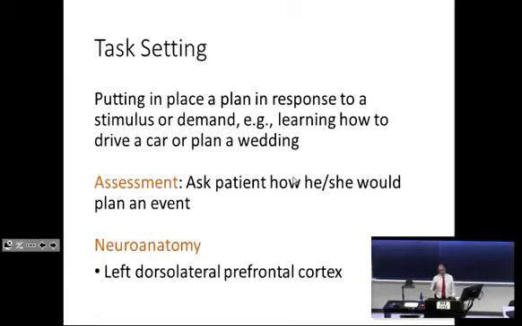So when I ask someone to draw a clock and put in all the numbers and set the hands at 10 after 11, to organize that, to get the numbers organized, to get the hands organized, and to figure out where to put them, there's an overarching executive function process, because you've got to plan it. Now, that executive function component is related to left dorsolateral prefrontal cortex. So lesions in there create problems with task setting.